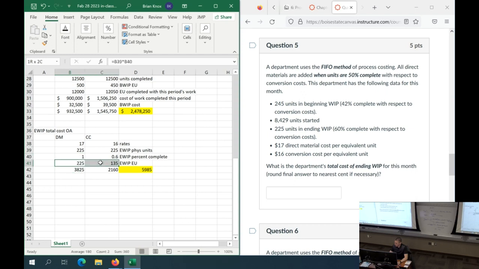And so now I have ending WIP equivalent units right here. Just multiplying these. And I took the rates times those ending WIP equivalent units and summed them to get 59.85. Is that okay? All right.